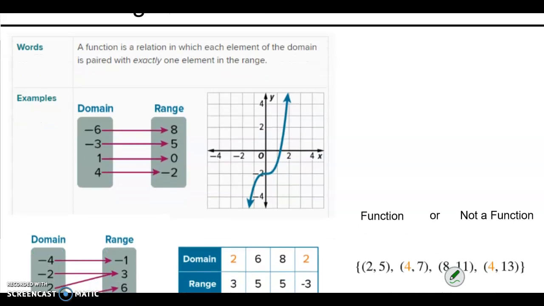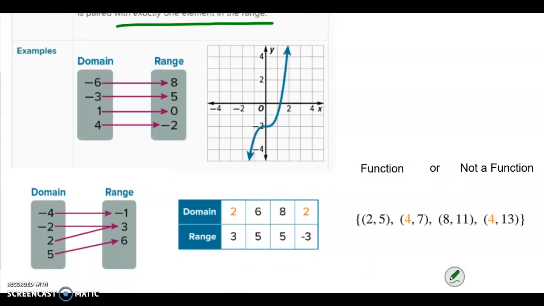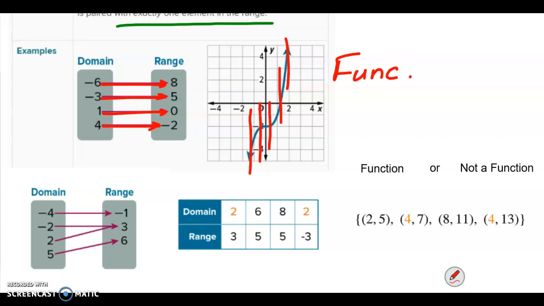A function is a relation in which each element of the domain is paired with exactly one element in the range. So this is kind of the number approach to what we just saw visually. Okay, so with this mapping diagram, what we talked about yesterday a little bit, here you see each of these domain values are only assigned to one range value. And this is a goofy looking graph, but if we did a vertical line test on it, that would be a function because there's never a point where we're hitting that line twice.